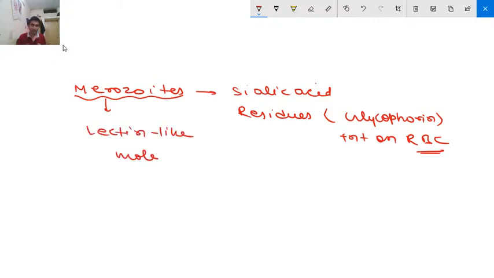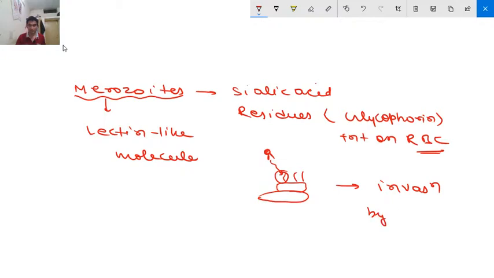So using lectin-like molecules, these merozoites will bind to the sialic acid residues which are present on the glycophorin. Suppose this is your RBC, and the RBC has this glycophorin, and this glycophorin has this sialic acid residue. Suppose this merozoite has lectin-like molecules. So this lectin-like molecule will bind with these sialic acid residues. Clear? And after binding, that will cause invasion by active membrane penetration.